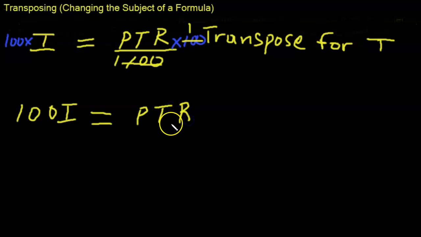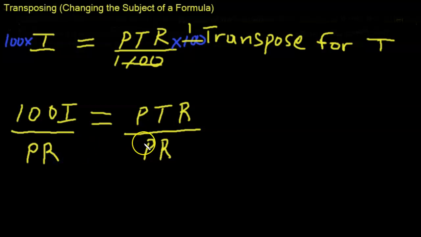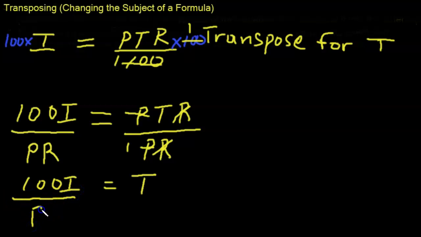So we are transposing for t. So we need to get rid of the PR. So we divide both sides by PR. Alright. So P into P, so one time. R into R. So we're left with T equal to 100i over PR. So time is 100 times simple interest over principal times interest rate.